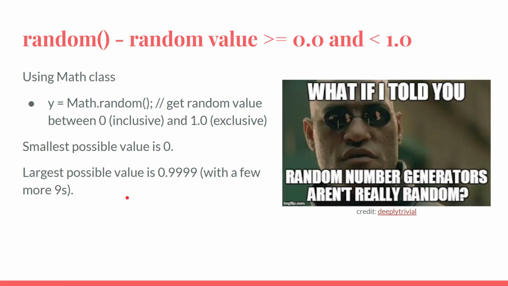The last required method is the random method. It does not take any input, and it gives you a random number somewhere between 0 inclusive and less than 1. The smallest possible value will be 0, and the largest value will be 0.999 with a few more nines.